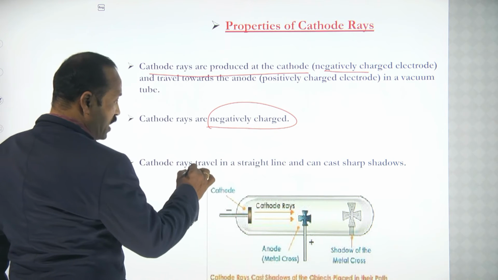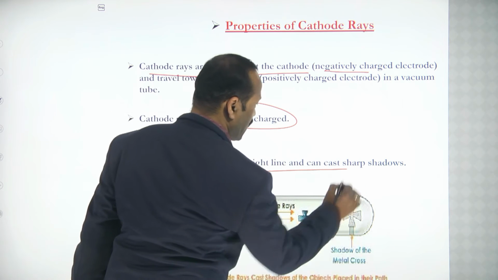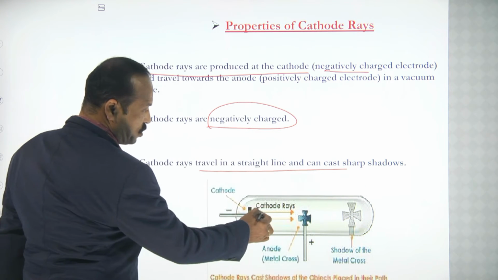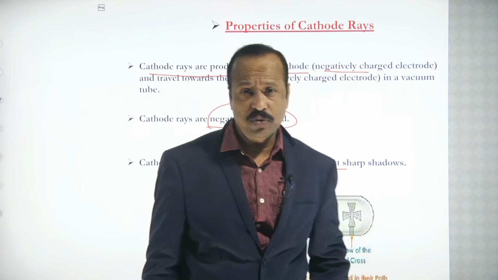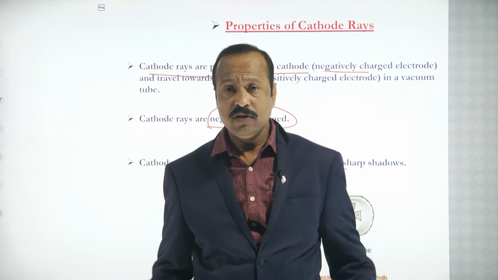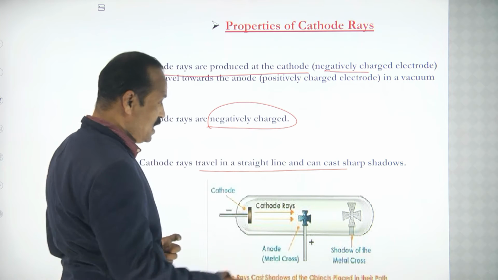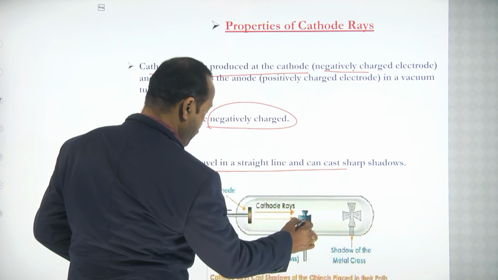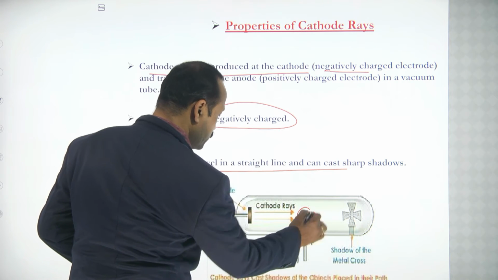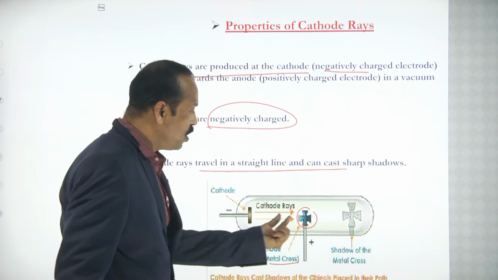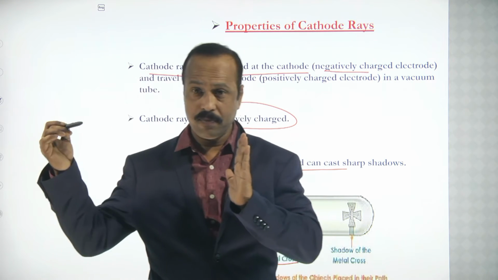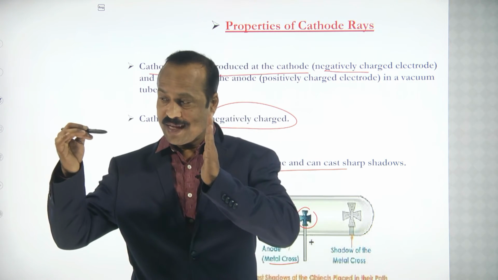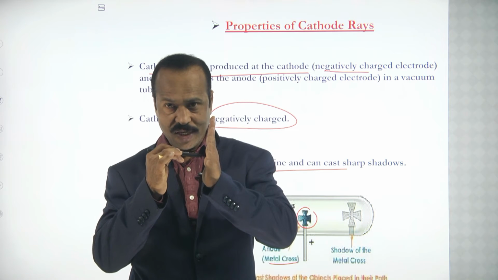Now these cathode rays travel in a straight line. Here you see these cathode rays traveling in a straight line. How can you say that cathode rays travel in a straight line? What he did is he kept a small metal cross in the path of the light, meaning the path of the cathode rays. So cathode rays are moving in this direction, let's imagine.